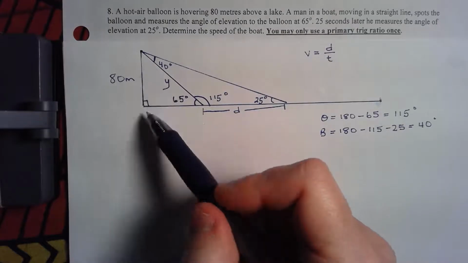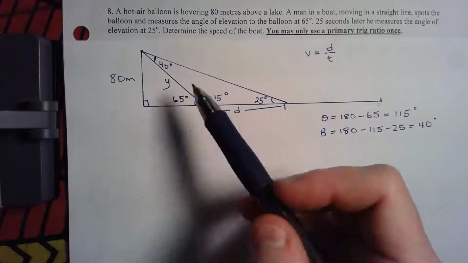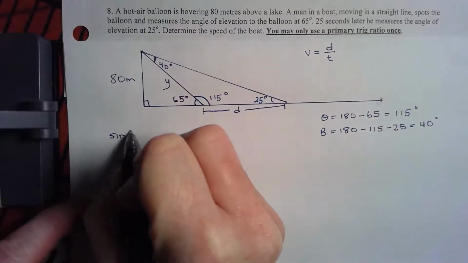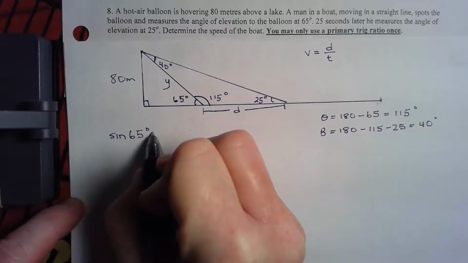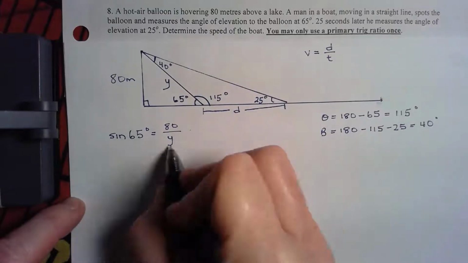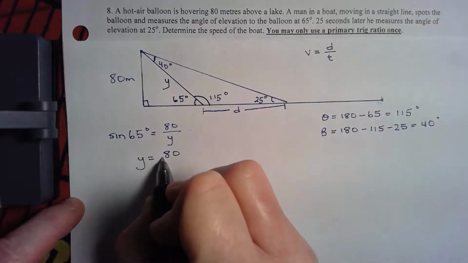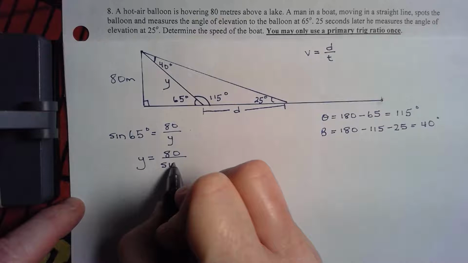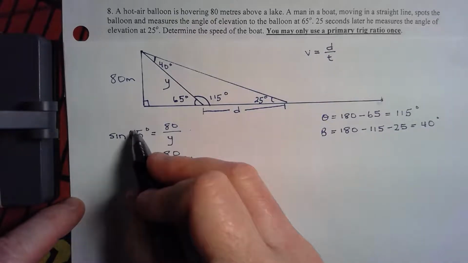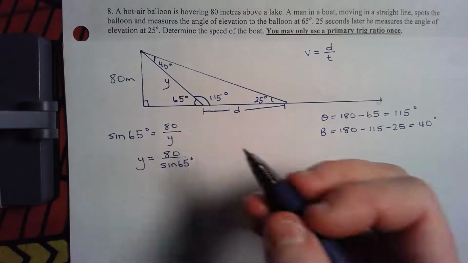Well, I look here. I have this nice small right angle triangle with 65 degrees, opposite and hypotenuse, so I can use the sine ratio. I know that the sine of 65 degrees is equal to opposite, which is 80, over hypotenuse, which is y. So I'm going to rewrite that in terms of y. It's 80 divided by sine 65. Remember, when this crosses the equal sign, it becomes a multiplication, and when this crosses the equal sign, it becomes a division.